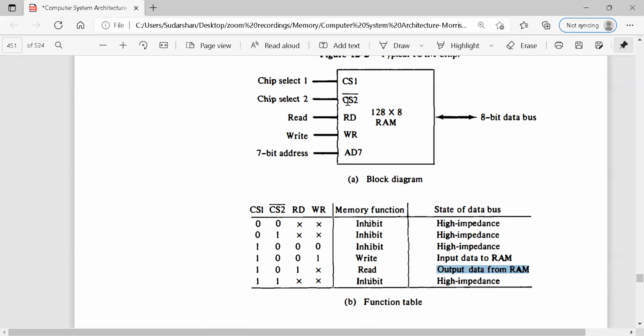Only when chip select 1 is going to be 1 does the chip get selected, and the chip select 2 input has to be 0. Then only is either a reading operation or a writing operation done. Otherwise, in all other cases, it goes to a status known as what? Inhibit state or high impedance state. So this is the point you have to keep in mind. And this is called your function table.